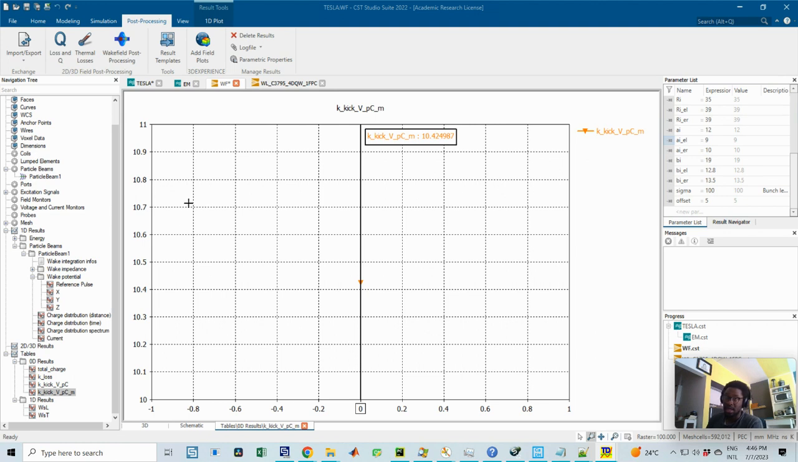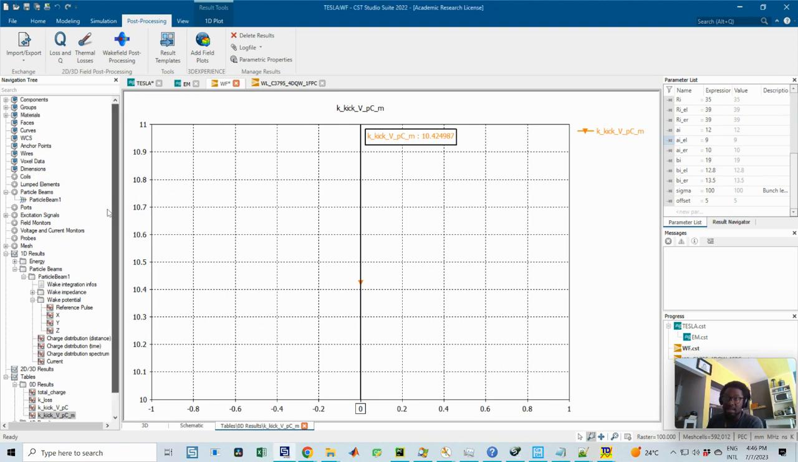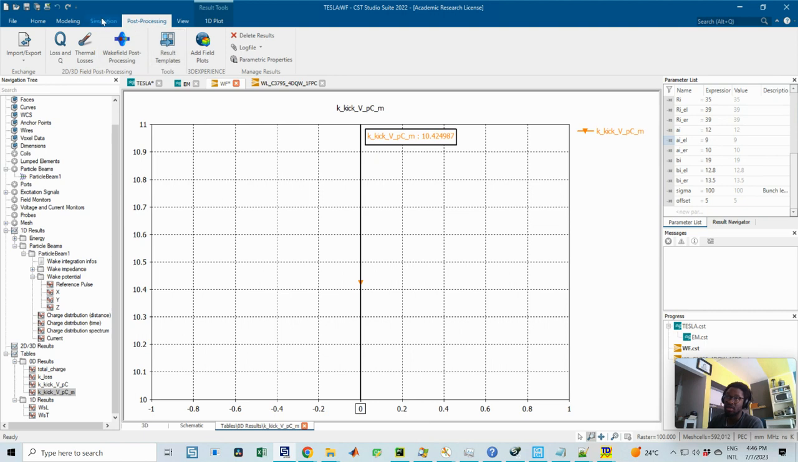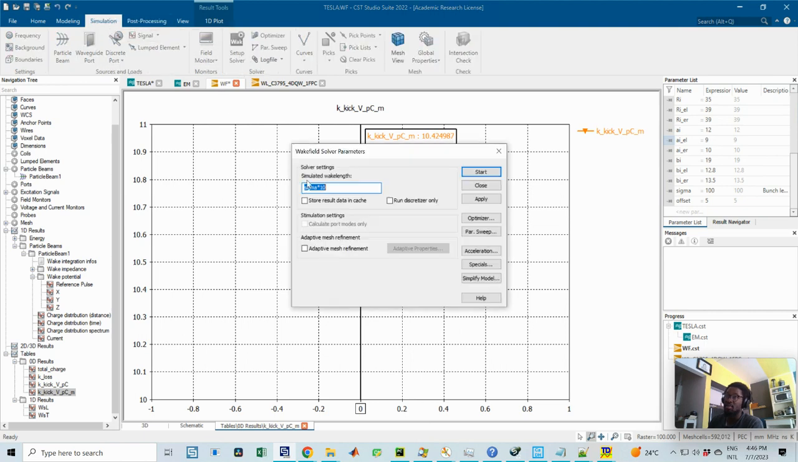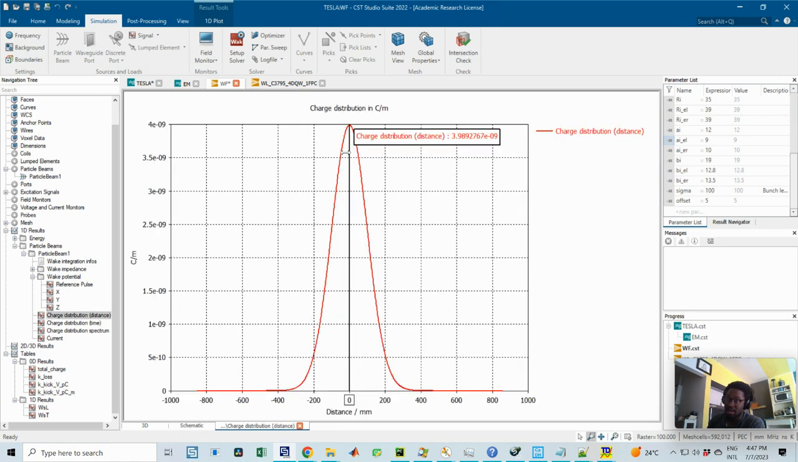So that was it. And one thing I need to mention lastly is that to calculate the loss and kick factors, you do not need to run your wake for a very long time. So your simulated wake length, ideally maybe for three sigmas, you could already calculate your loss and kick factors, but I used 10 sigmas. That is because if you look at your charge distribution, you have values just here, and on either side of it, it's 0. So even if you have a 1 kilometer wake length, it will still be 0.